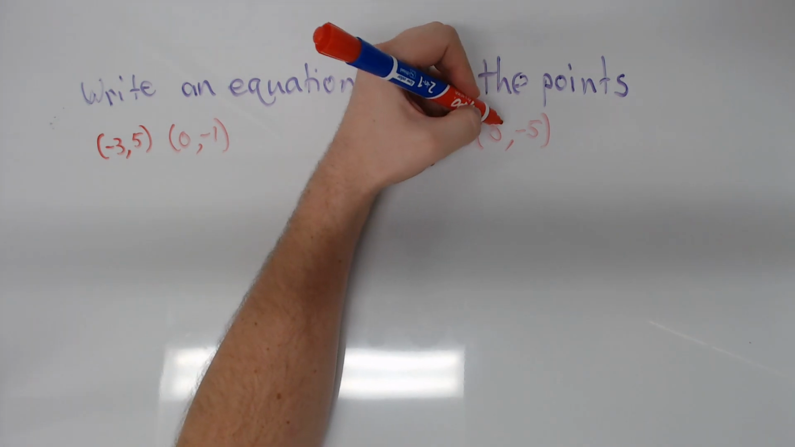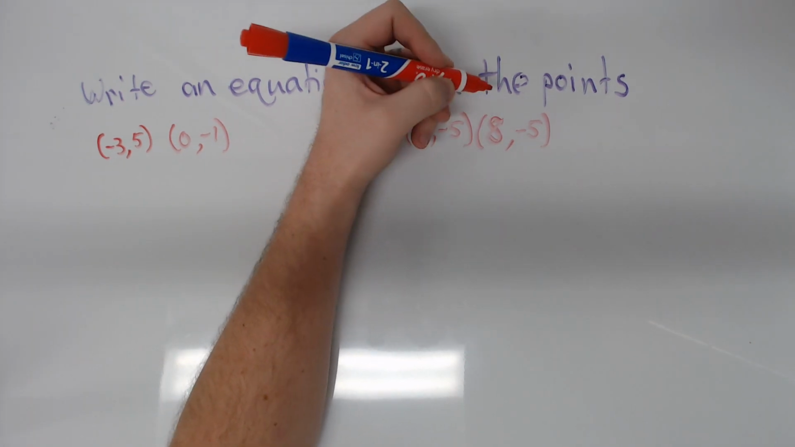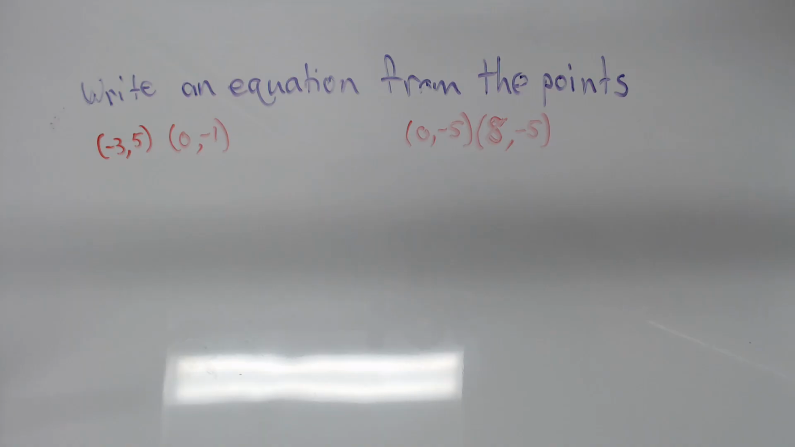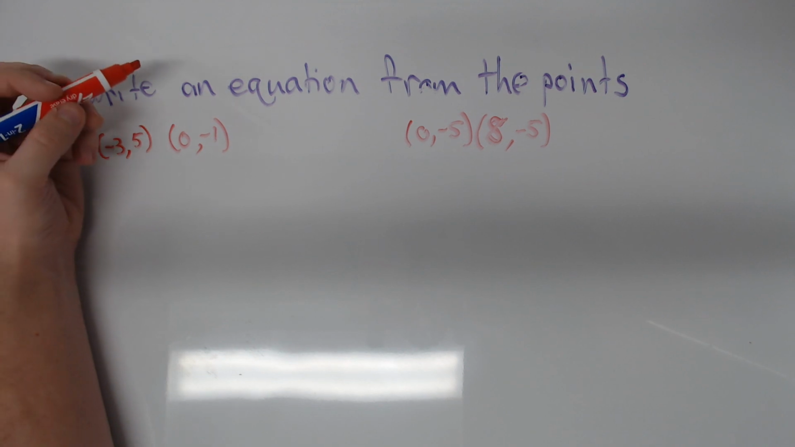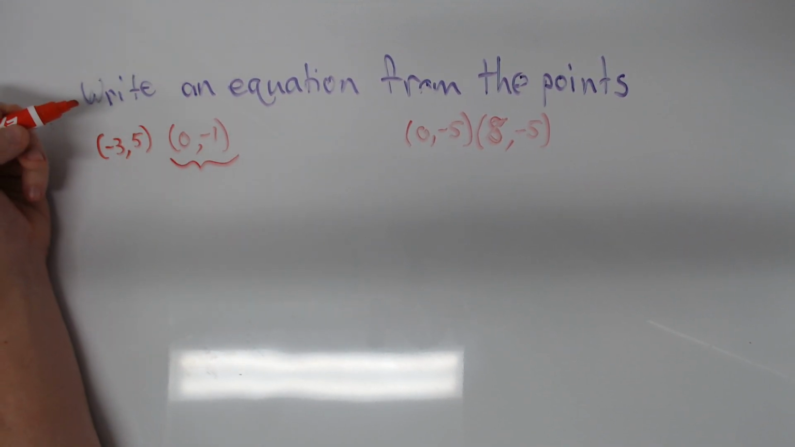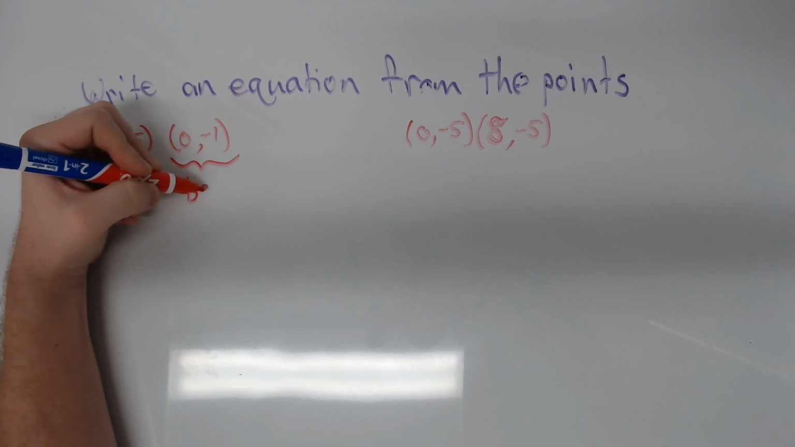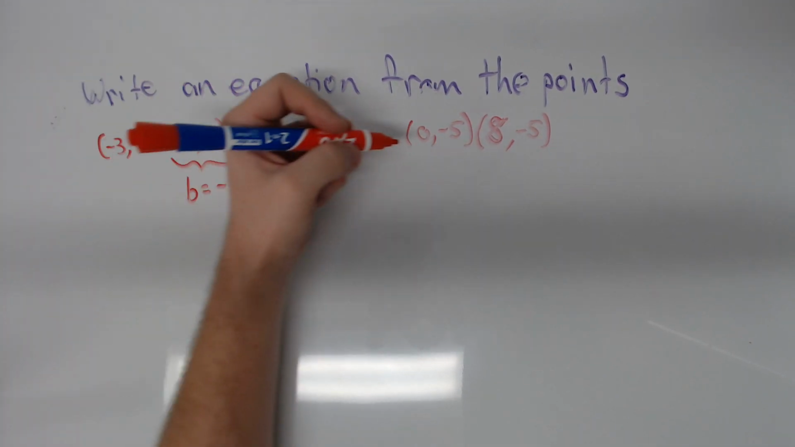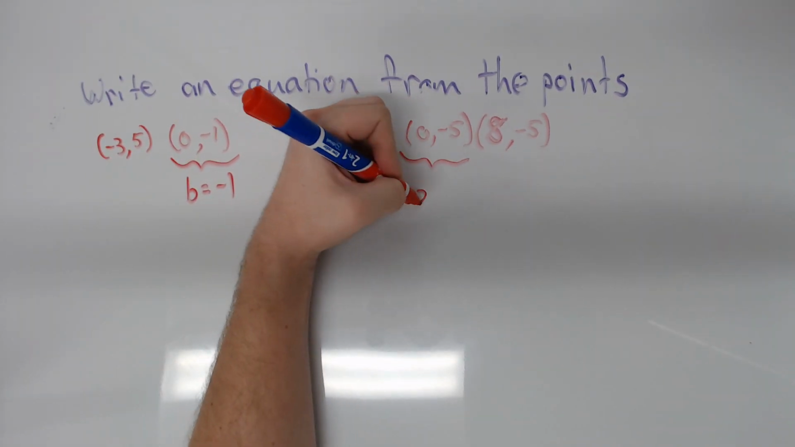One more time. They're giving us information and we're writing the equation for it, but this time it's just points. Now this is actually very similar to what we just did, but we aren't able to count necessarily. So we look for the point that has 0 for the x value. This is my b. b is -1. This one's my b. b is -5.